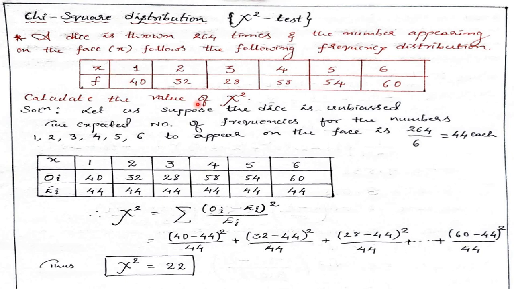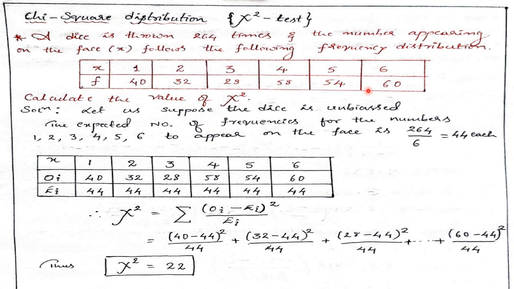What we require to find is chi-square. In chi-square, I need the observed value and the expected value. So what is the observed value? What is the expected value? You should know that. The observed value is nothing but the given frequency. They have already given these values, called the observed values. That is 40, 32, 28, 58, 54, 60 are the observed values.